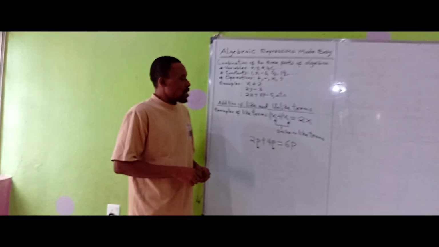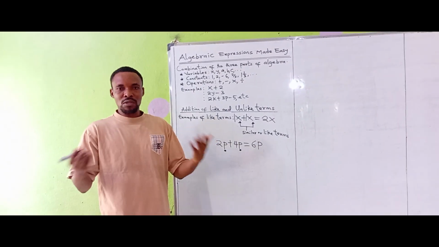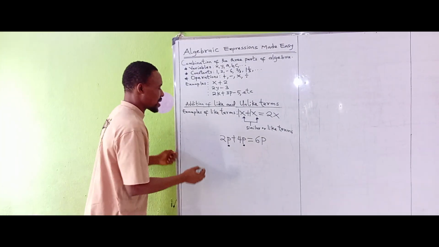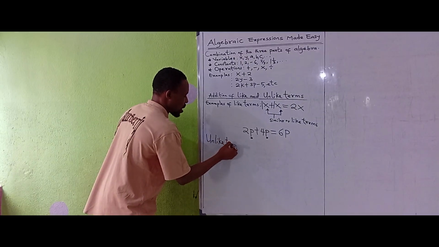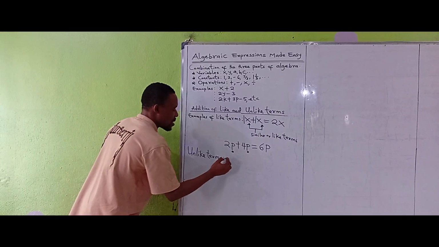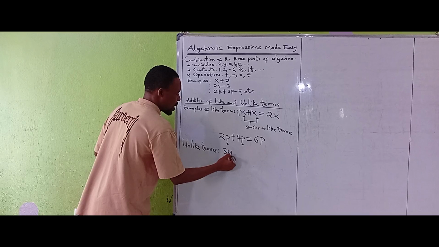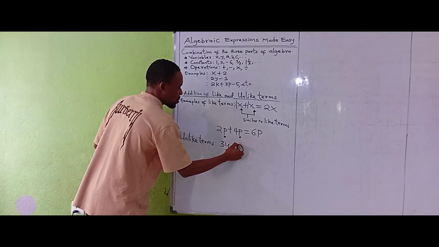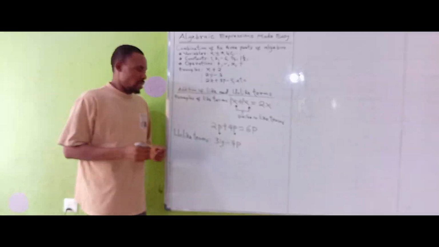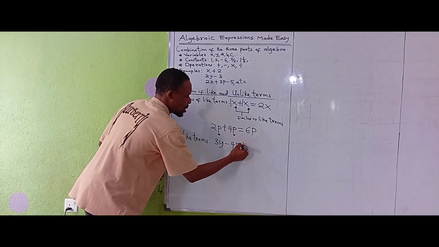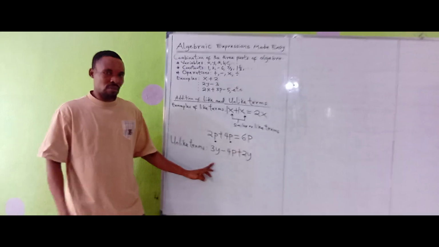Now let's head over to algebraic expressions that have unlike terms. How do we solve them? How do we simplify them? Let's talk about unlike terms. Let's say we're given something like this: 3y minus 4p, and let's say they now added something again, plus 2y.